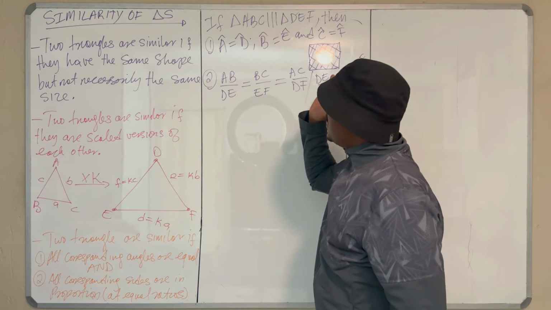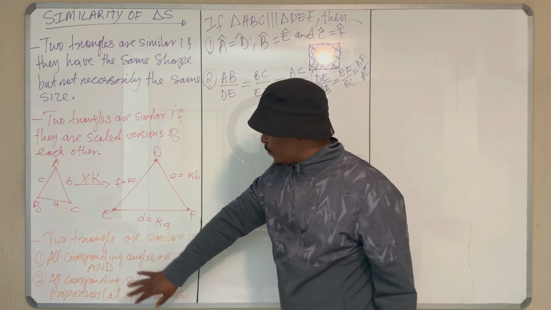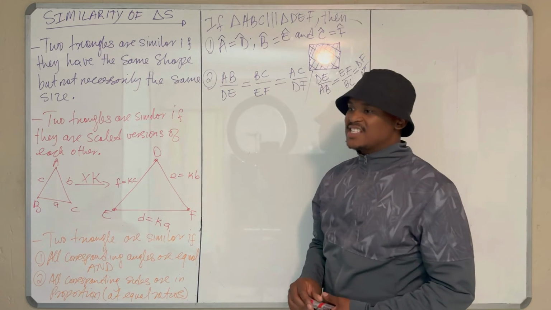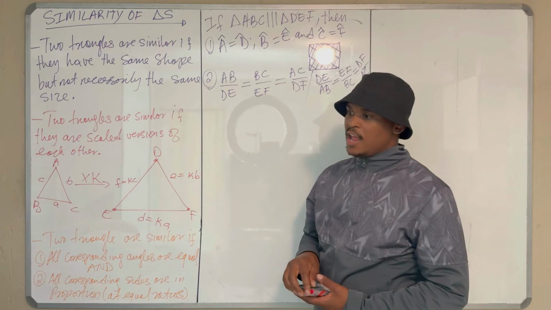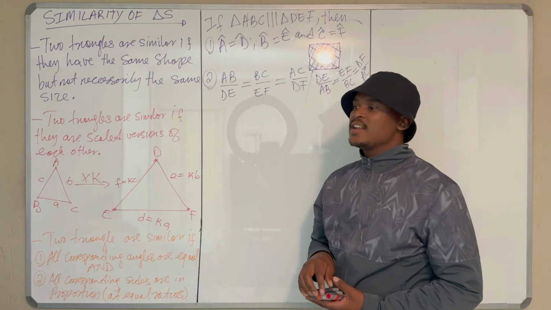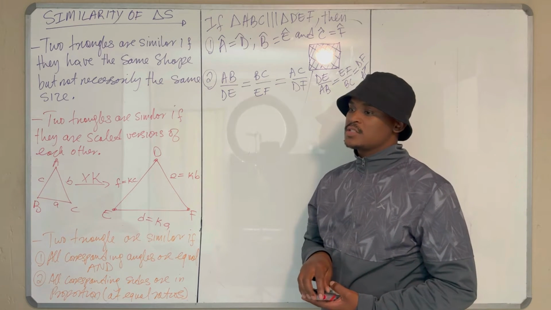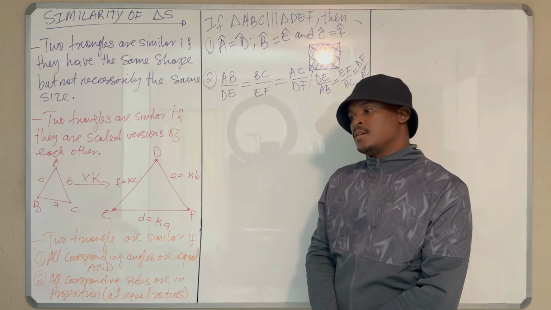So, this is the one that I like the most, which is this one. So I'll say two triangles are similar if all corresponding angles are equal and all corresponding sides are in proportion or are at equal ratios. I'm not sure if you understand what I'm trying to say. Yes.